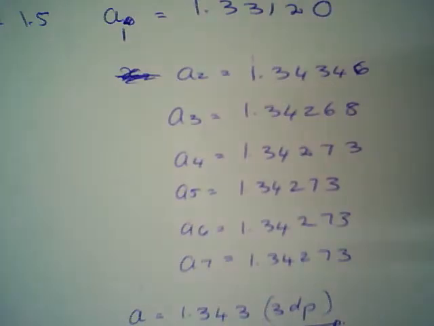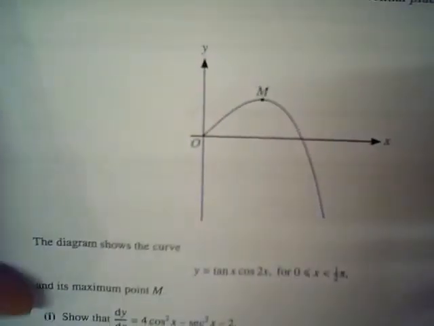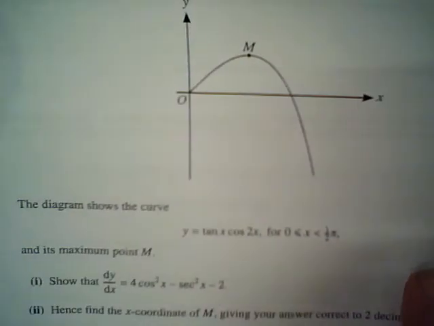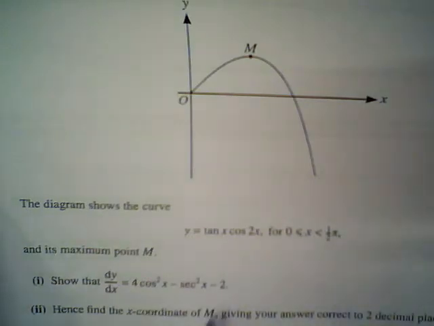Good. And we're nearly done. Only question 8 remains. Okay, let's start off with question 8. It's a fun question, a little bit more involved. So they give us a diagram, let me show you the question. They give us a diagram that shows the curve, and this curve is y equals tan x cosine 2x, and it's only for a small interval between 0 and a half pi.